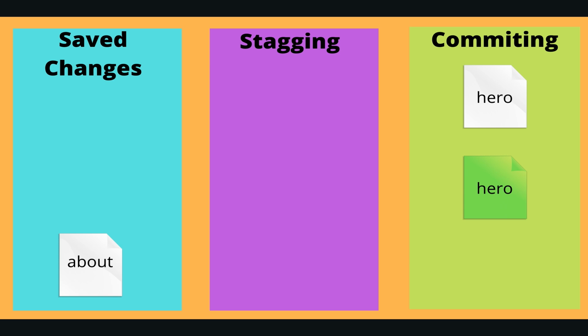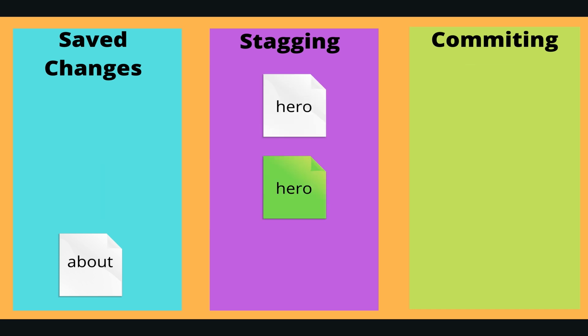So that right there is the premise of committing code. That is the process. Now you might be thinking, okay, I understand what git commit is. I understand what git add is. But now what is git status? Well, git status is just a tool that we can use to see where our files are at.